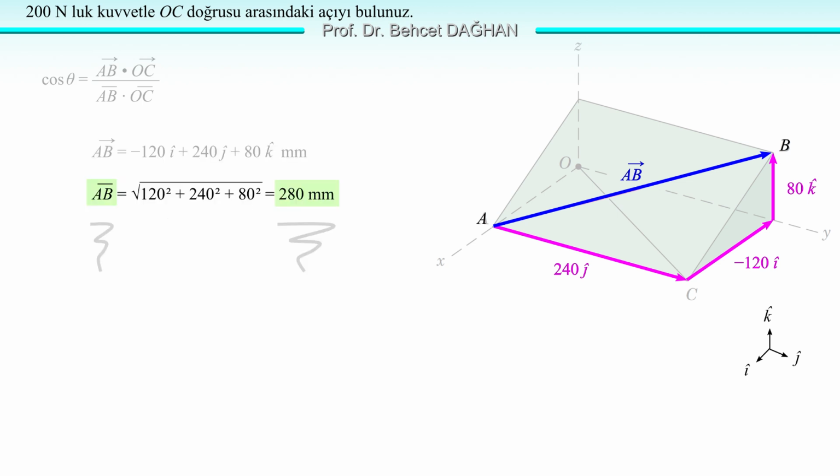We also need the magnitude of vector AB, so let's find it from the Pythagorean formula. We take the square root of the sum of their squares and find the magnitude of vector AB. It is 280 millimeters.